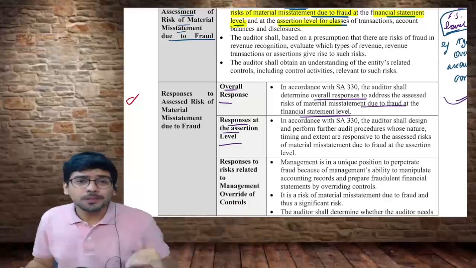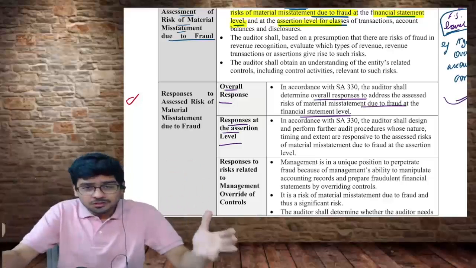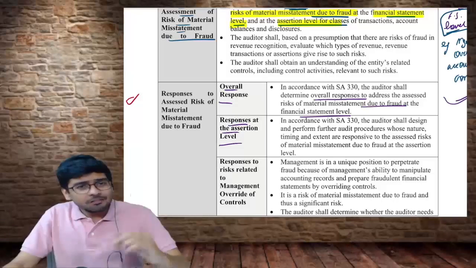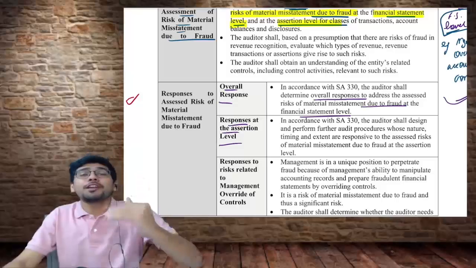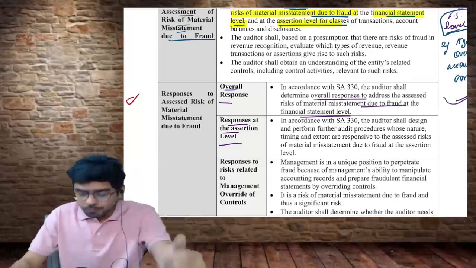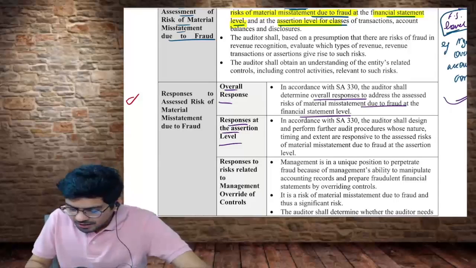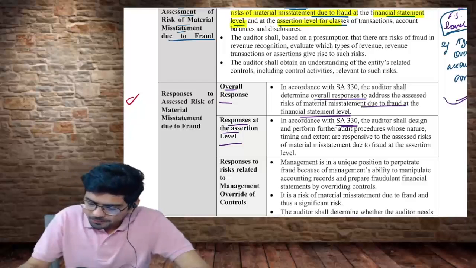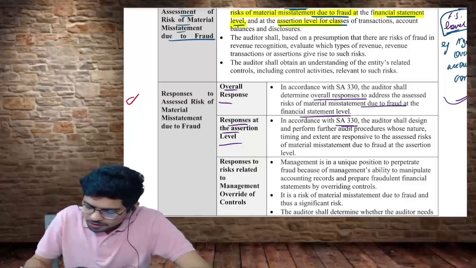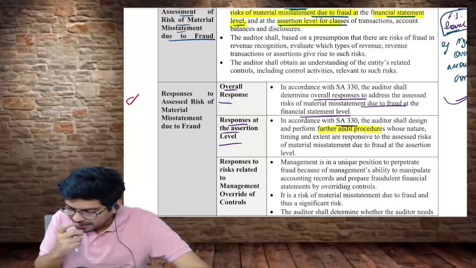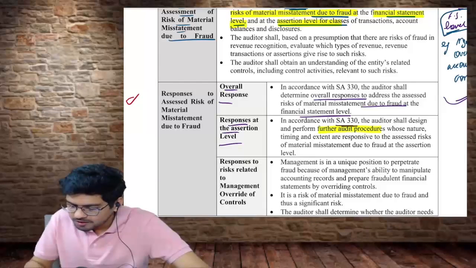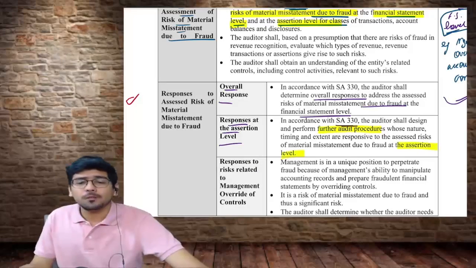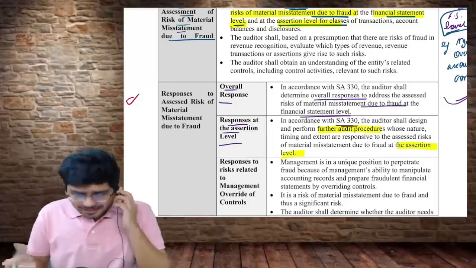It is very simple. For the ROMMs at the financial statement level, we are going to have some overall response. Secondly, for ROMMs at assertion level, we need to apply procedures for that assertion. In accordance with 330, the auditor shall design and perform further audit procedures, whose nature, timing and extent are responsive to the assessed risk of material misstatement due to fraud at assertion level. So nothing to study as such here.